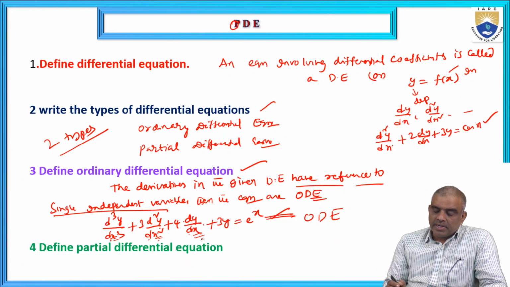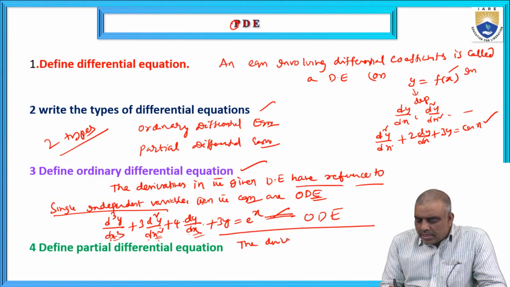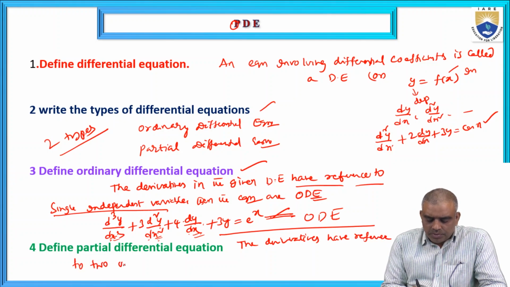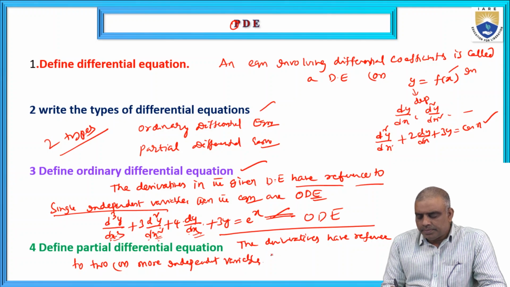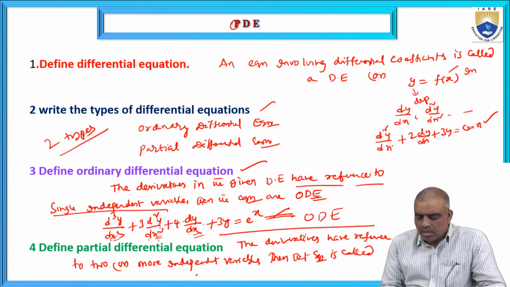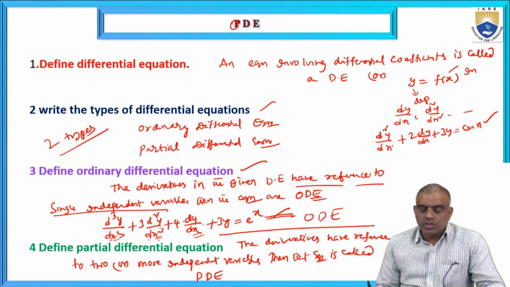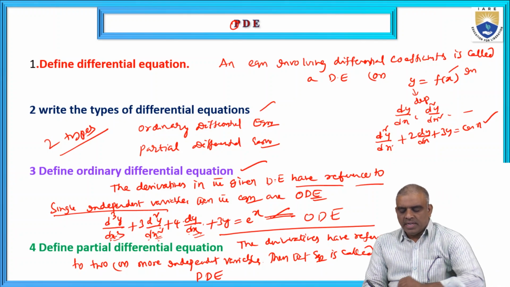Then what is a partial differential equation? Suppose the derivatives have reference to two or more independent variables, then that equation is called a partial differential equation. The derivatives have reference to two or more independent variables, then that equation is called a partial differential equation.